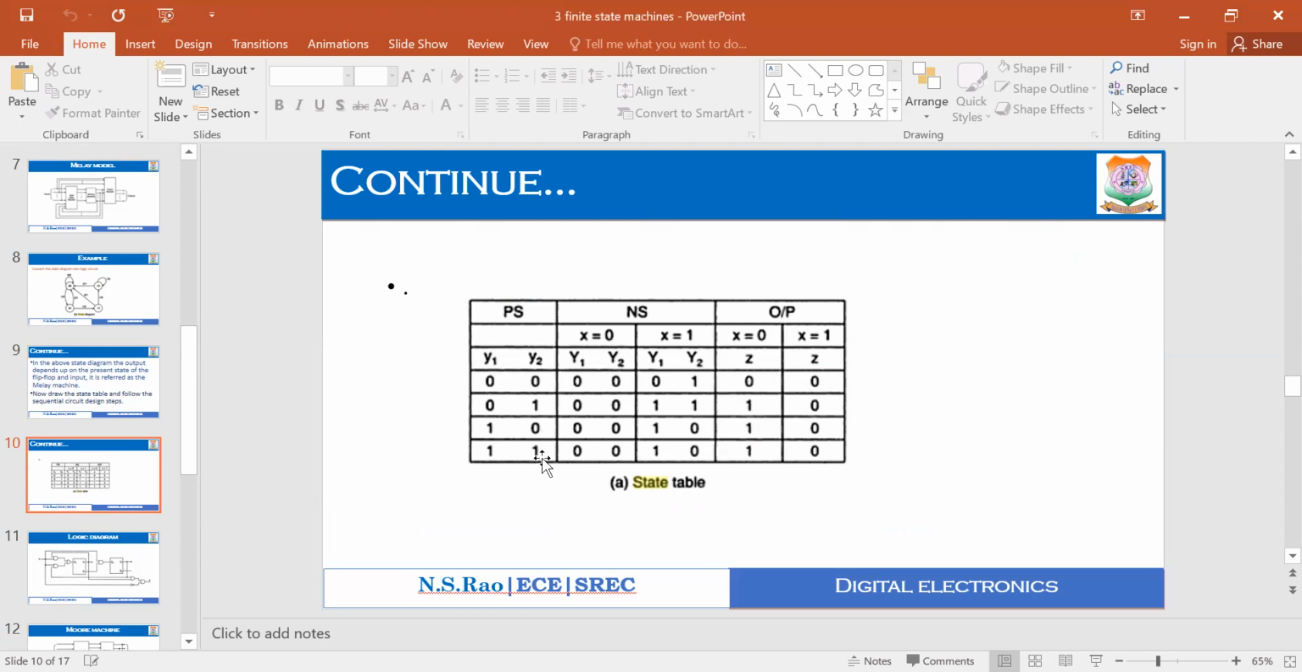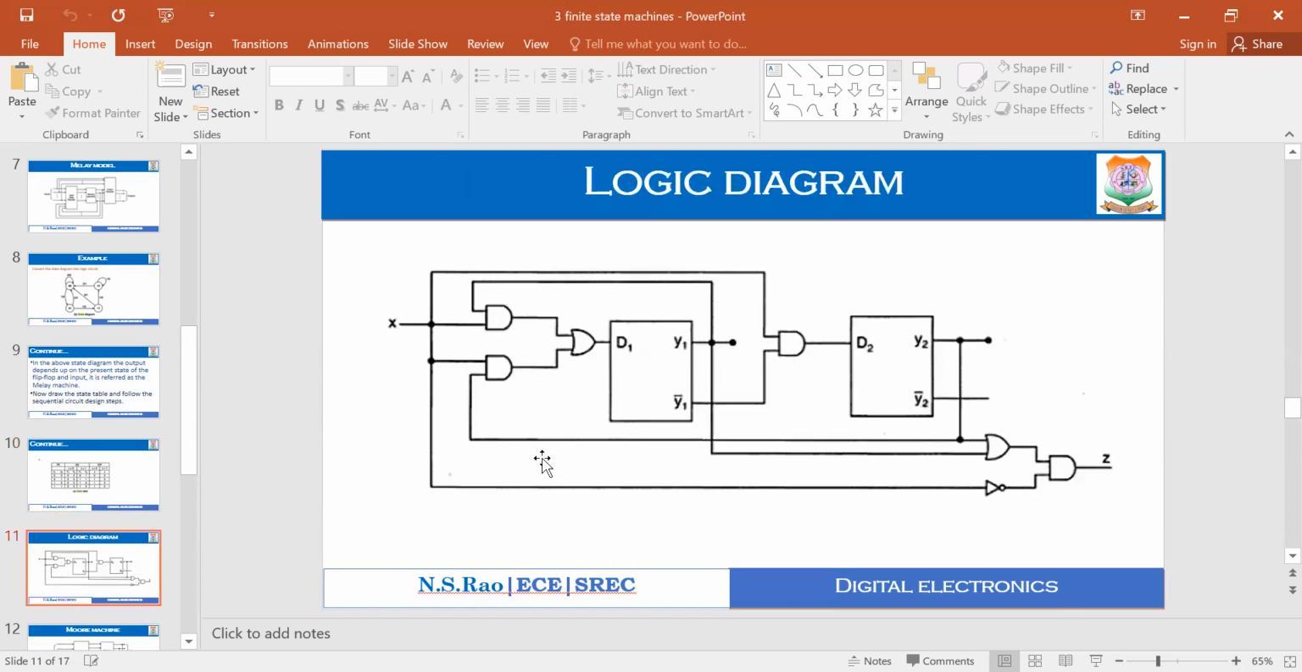After that, from the K-map, if you design this state table, we will get the logic diagram. We can use either a D flip-flop, T flip-flop, or JK flip-flop. Depending upon the requirement, we can use the type of flip-flop here.